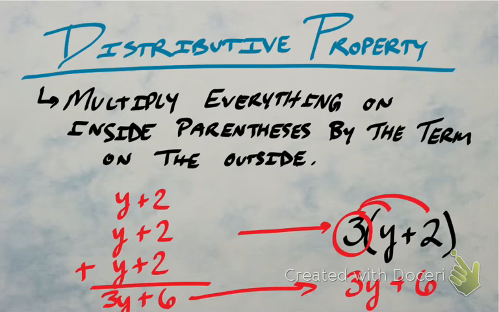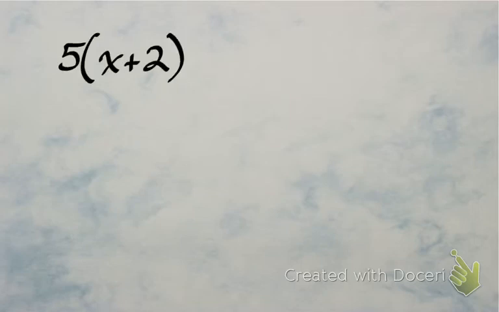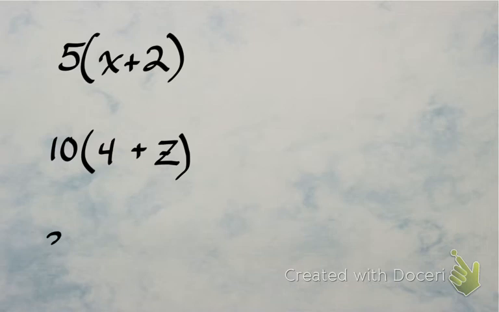All right, I'm going to give you a couple to try on your own. Try these 3 for me: 5 times x plus 2, 10 times 4 plus z, and 3 times 2x plus 9. Go ahead and pause the video, try these in your notebook, and when you're ready to check your answers, you can press play again.